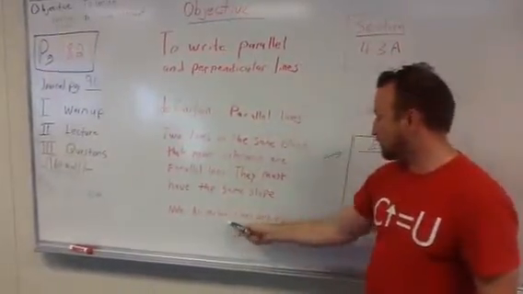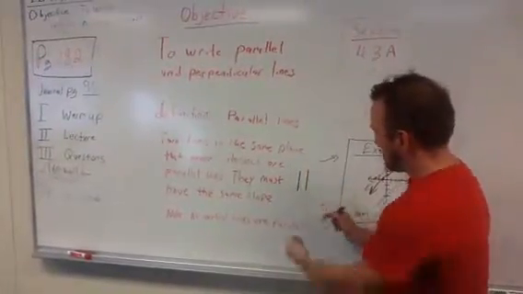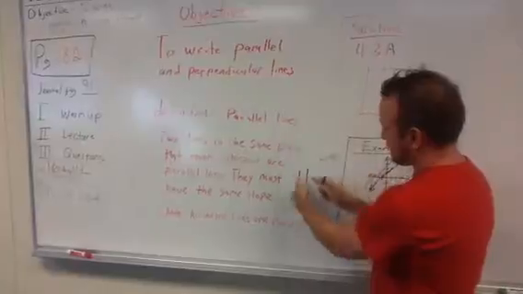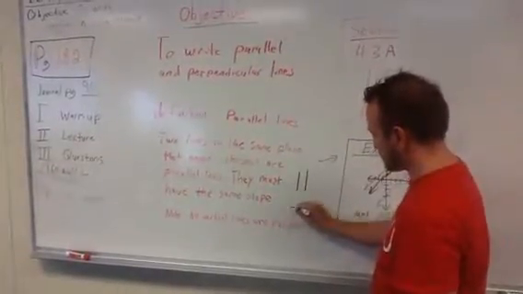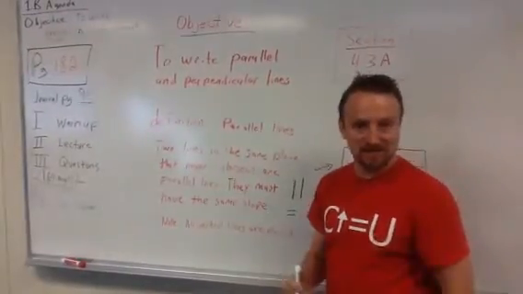And then note, all vertical lines are parallel, because if you have a vertical line and another vertical line, they would never touch each other. They would go on forever like that. And that's actually where we get the equal sign from. Two lines that never touch. The idea is that they're parallel, they're the same in that sense.